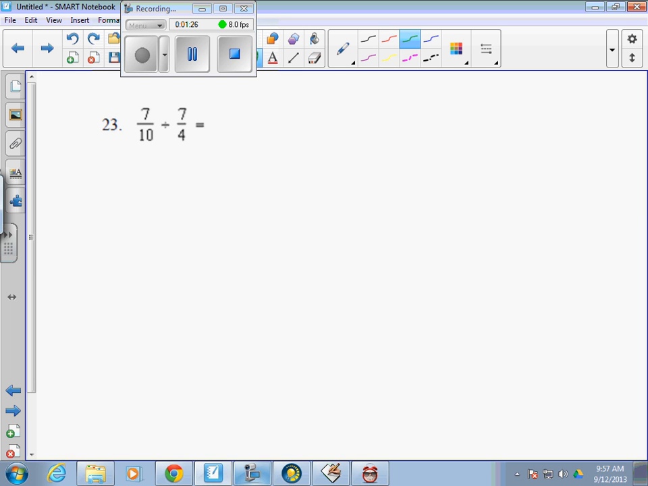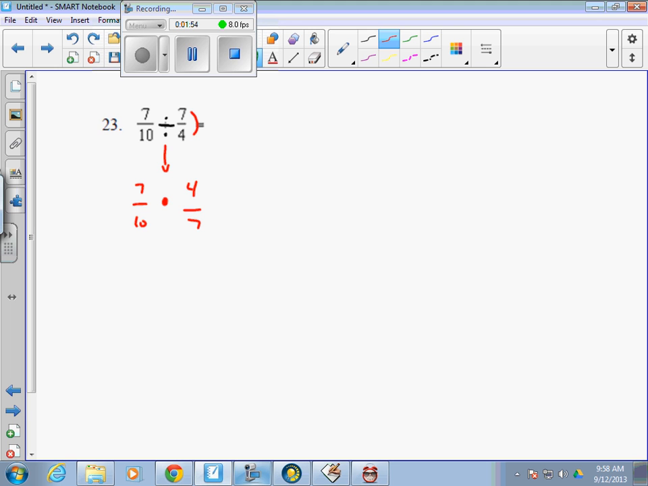Here's 23. 23 says 7 over 10 divided by 7 over 4. Anytime you are dividing fractions, you want to change division to multiplication. But you can't just change it and do it just like it is. Leave the first fraction alone, 7 over 10. Flip the second fraction. Use the reciprocal. 7 over 4 becomes 4 over 7.